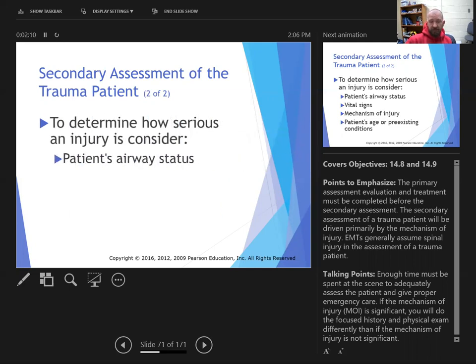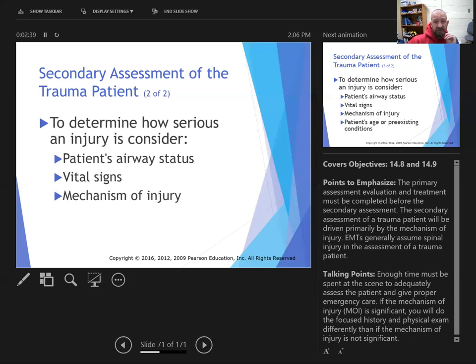We need to worry about their airway. Again, as we've said, if we don't have an airway, we don't have a patient. So we've got to make sure the airway status is good, that their vital signs are within normal limits or close to them. And also in vital signs, hopefully the trend, if we're taking them multiple times, we can see if things are trending up or trending down, getting better or getting worse. So vital signs are obviously very important.